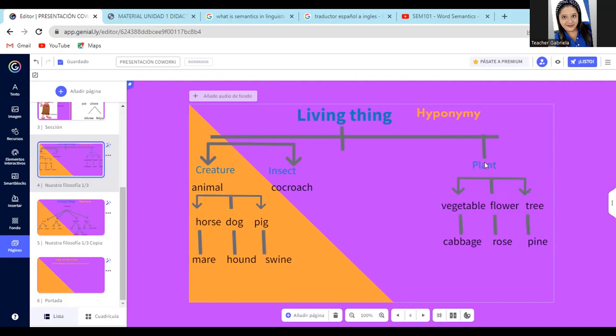But you can use this word plant, and then you are going to tell me the word that you choose to describe this, because we have here vegetable. What kind of vegetable? Cabbage. We have here flower. What kind of flower? Rose. Tree. What kind of tree? Pine. It is clear. Yes, it is clear. Okay, go ahead.